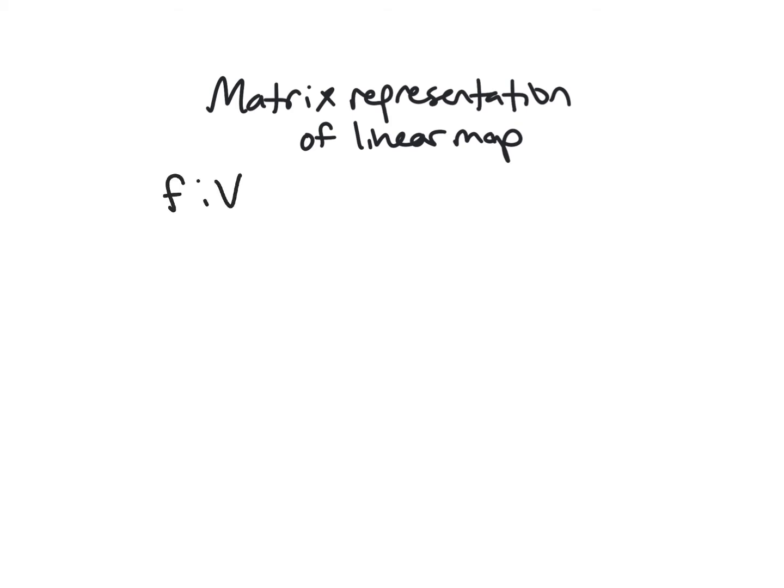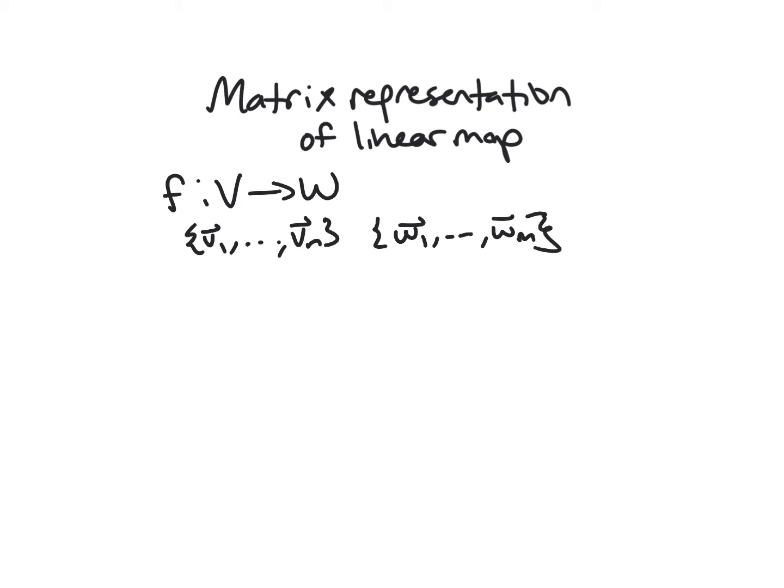So if we have some f from V to W, and these have bases, say v1 down to vn and w1 down to wm, then the idea is we get an m by n matrix by taking the coordinate vectors of the images of the basis vectors. So here we basically just look at f of v1 down to f of vn. We want to see where the basis vectors go because knowing that is enough to tell us where everything goes.